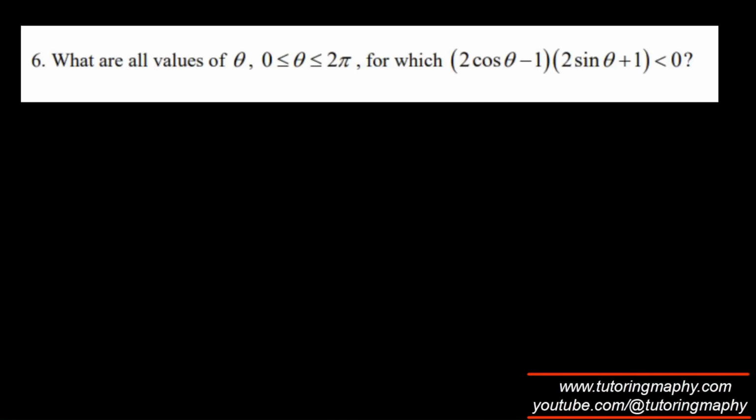Right here, it is less than 0. Less than 0 would mean that if the product of these two is negative, there are two possibilities. Either this is positive and this is negative, or this is negative and this is positive, because then only the product will be negative. Let's do both cases one by one. Let's take 2 cos theta minus 1 to be positive and 2 sine theta plus 1 to be negative.